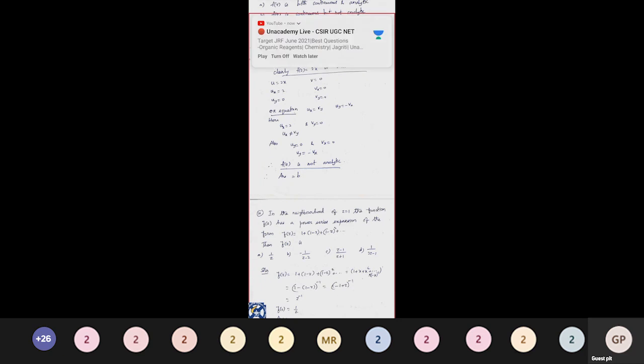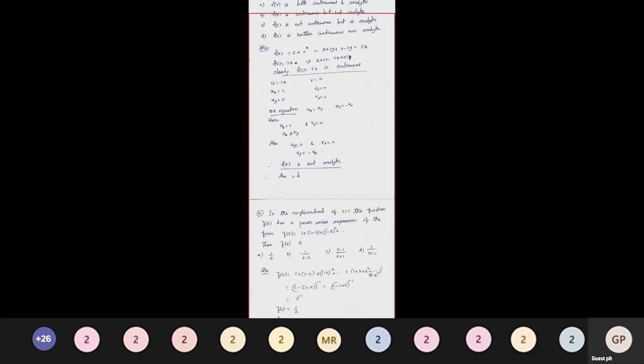So let us solve the 10th problem. In the neighborhood of z equals 1, the function f of z has a power series expansion of the form f of z equals 1 plus (1 minus z) plus (1 minus z) the whole square plus etc. Then f of z is what? So a series expansion is given. We want to find the corresponding function. And it is a Taylor series expansion, a power series expansion in the neighborhood of z equals 1.